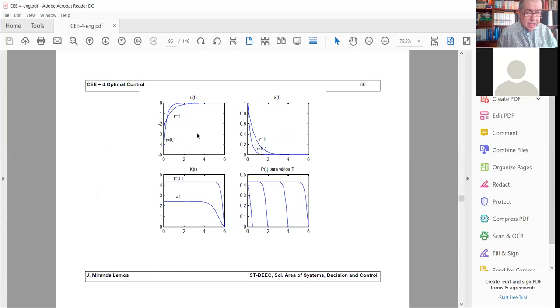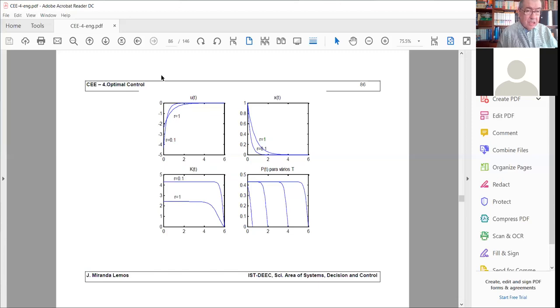In this graphic for u, x, and k, I've considered two values for r. So I have r equal to 0.1 and r equal to 1. And you can see that if r is smaller, you don't penalize the eigenvalues of u too much, so u is higher. You see that u starts here at minus 4, so the square of u is 16. It's much higher than when you consider r equal to 1, where it's something like 2.2, and the square of it is about 5. So 5 is much smaller than 16.